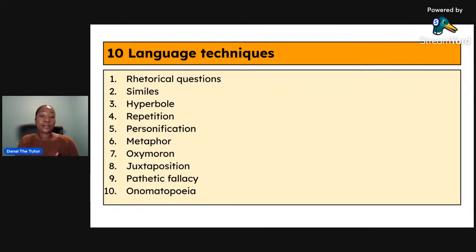And then language techniques. You can also think about the techniques that you want to use. So you can maybe use rhetorical questions, similes, hyperbole, repetition, personification, metaphor, oxymoron, juxtaposition, pathetic fallacy, onomatopoeia. By writing it clearly down before you actually write, it gives you a checklist so that you make sure that you use it.